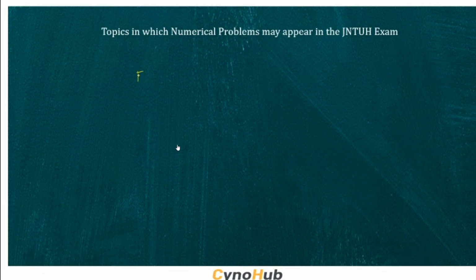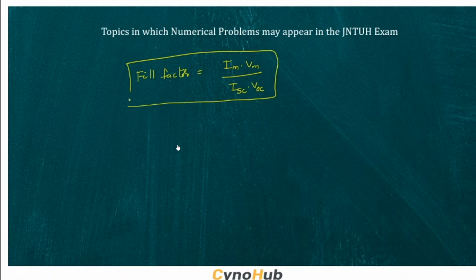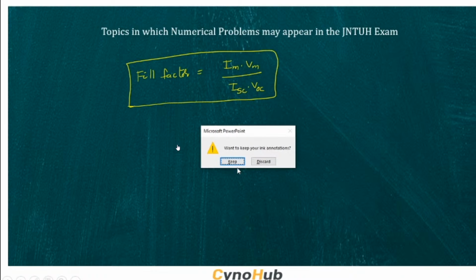So how to calculate the fill factor? This question and this problem are also given. I am just writing the formula: Im into Vm divided by Isc into Voc. Just see this equation. All these are available in the graph itself. He will give the values and want us to find it out. He won't give the graph. But while furnishing this concept, you need to mention all these parameters and also draw the graph.